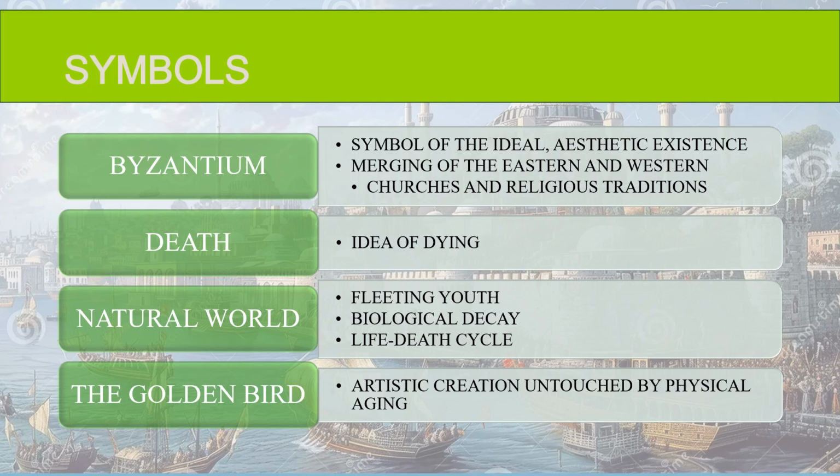Two sets of symbols are now played against one another in a very effective manner. Thus, the second stanza speaks of the soul's music that must be learned instead of the sensual music of the first stanza. Byzantium, the symbol of the ideal aesthetic, transformed existence he longs for. Byzantium, the merging of Western and Eastern churches and religious traditions. So those are the major symbols.